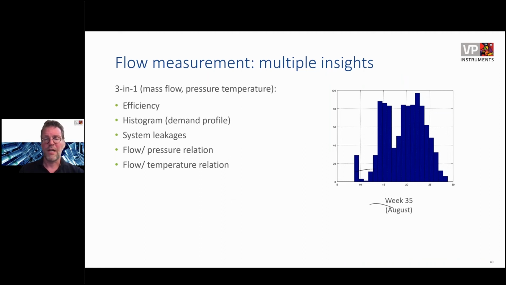Flow meters also provide other information that can be of use. You can make histograms of the air demand, which tells you whether you are in the sweet spot or whether you are a little bit off. So it helps you to select the right compressor. You can also find system leakages. When those compressors are off, you can find, for example, reverse flow when a non-return valve is actually not working properly anymore.